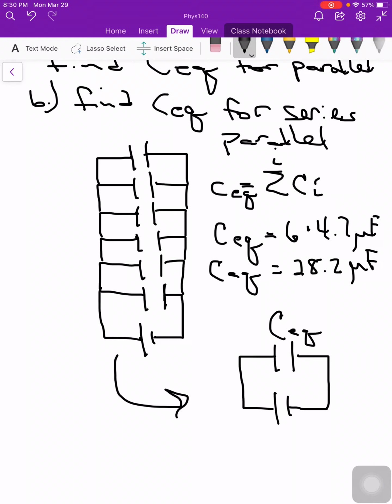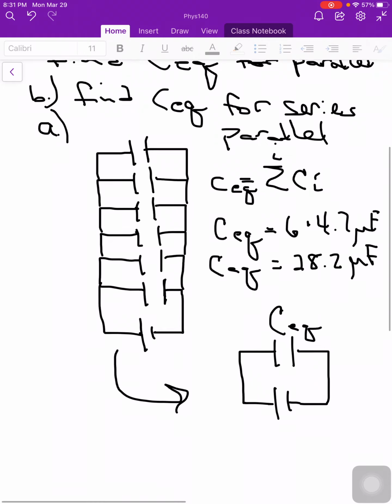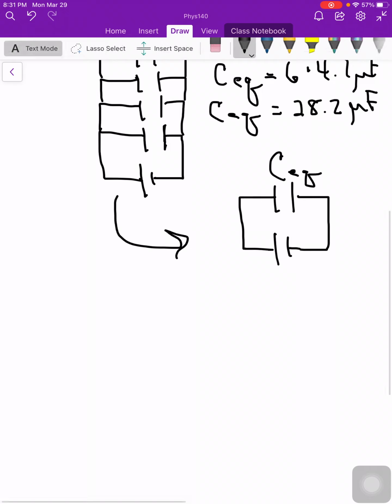One thing also to know is that when we find the equivalent resistance, the equations that we use are switched. So if I had a whole bunch of resistors in parallel like this, I wouldn't use the same equation. I would use the equation that we're going to use in B. So it's something interesting to note that the equations are switched when we're doing capacitors versus when we're doing resistors.